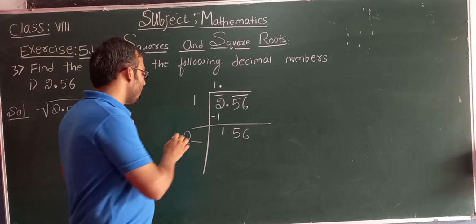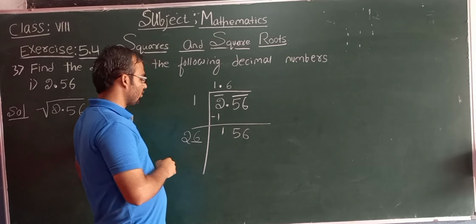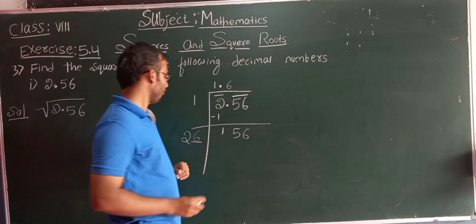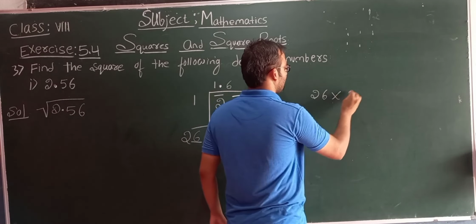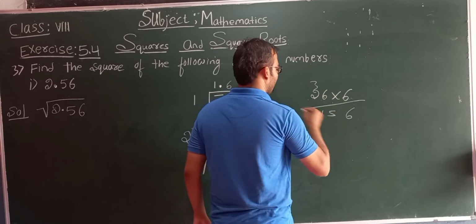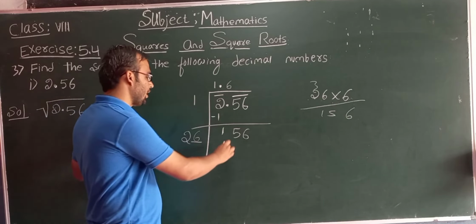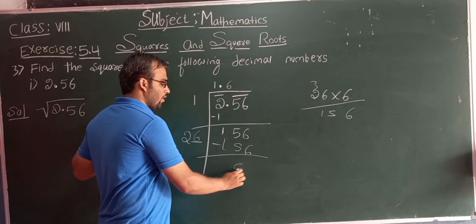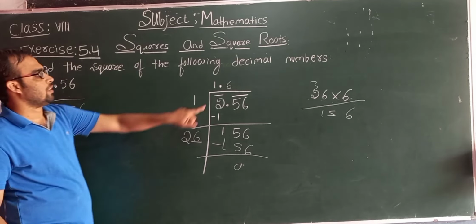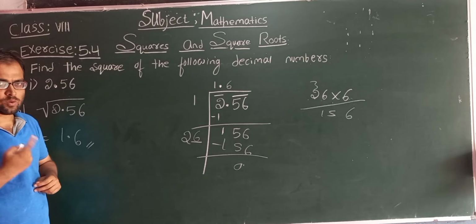Now let us fill this blank with 6 and see whether we get 156 or not. Whatever number you fill in this blank, the same number you have to write here. 6 6s are 36, 6 3 carry, 6 2s are 12, 12 plus 3 is 15. Look here, students: when we fill this blank with 6, 26 into 6 is 156. So here we have got 0 as the remainder. Then the square root of 2.56 is 1.6.